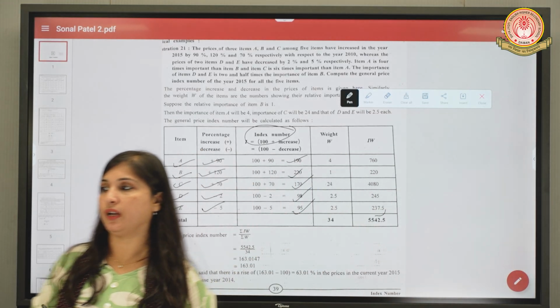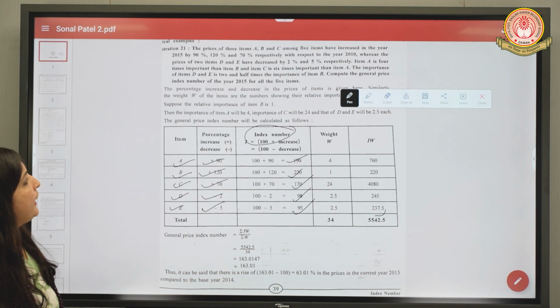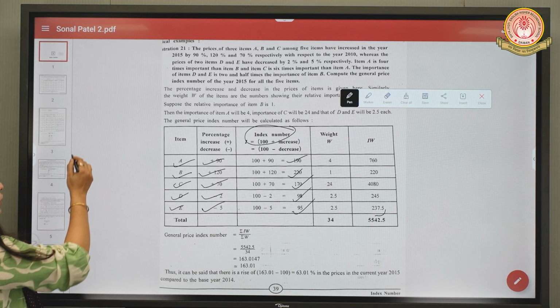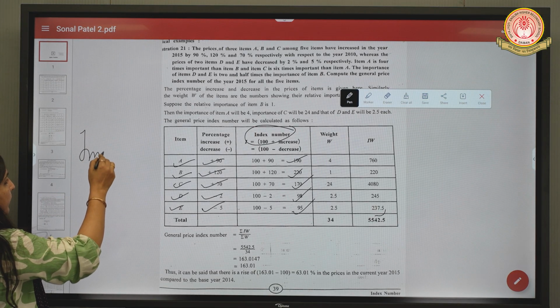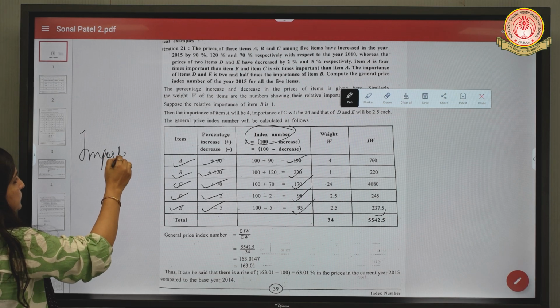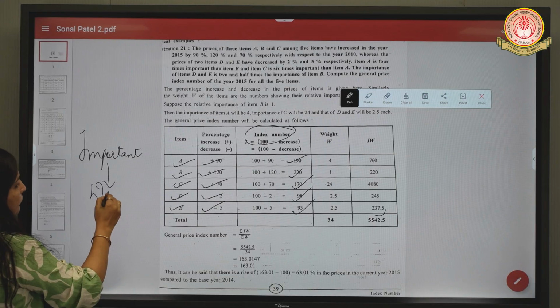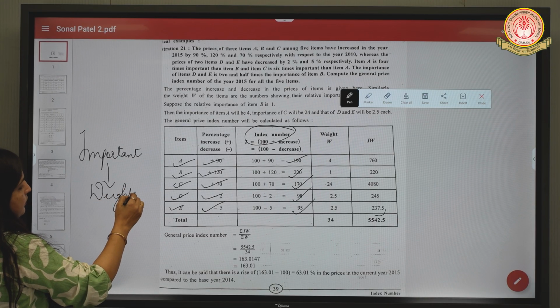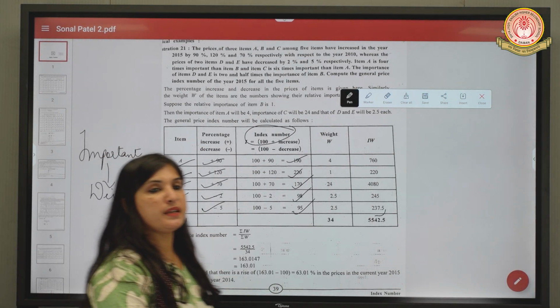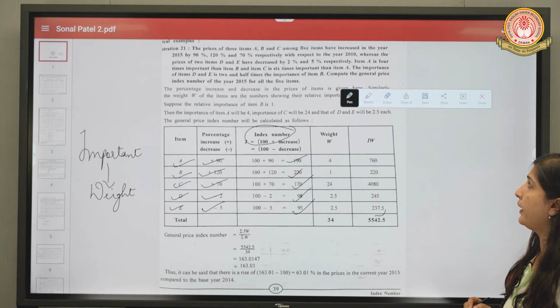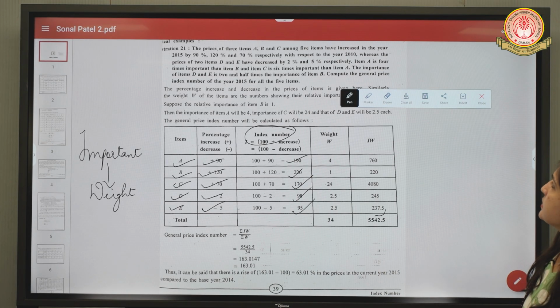Moving further, what is given in the question, we will see. Item A is 4 times important. Now, I told you, what do we interpret when it is given important? What do we interpret important as? Weight. Now, this means weight is given to you in the question. Let's see how the weight will be divided. The importance, item A is 4 times important than item B.